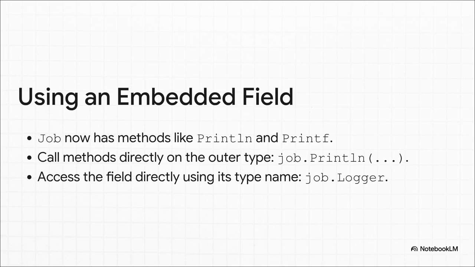So once you create a Job and give it a Logger, you can just call job.Println directly. It's so handy. And if you ever need to get to the Logger itself, maybe to change where it writes to, no problem. You can access it directly by using its type name, Logger, as the field name.